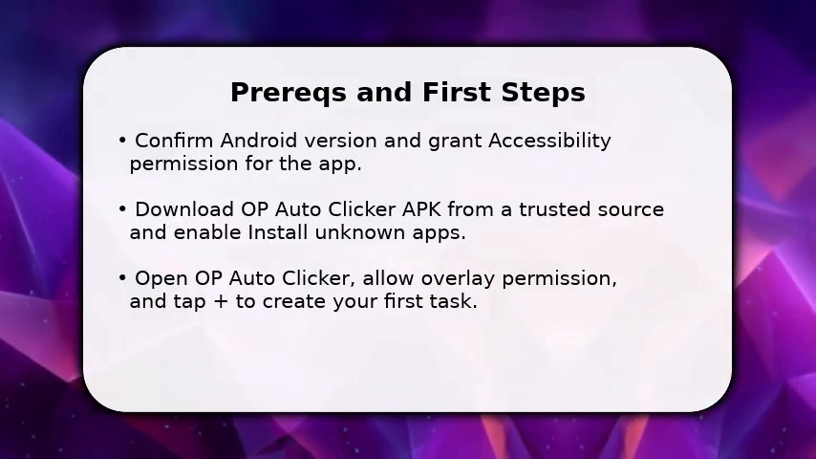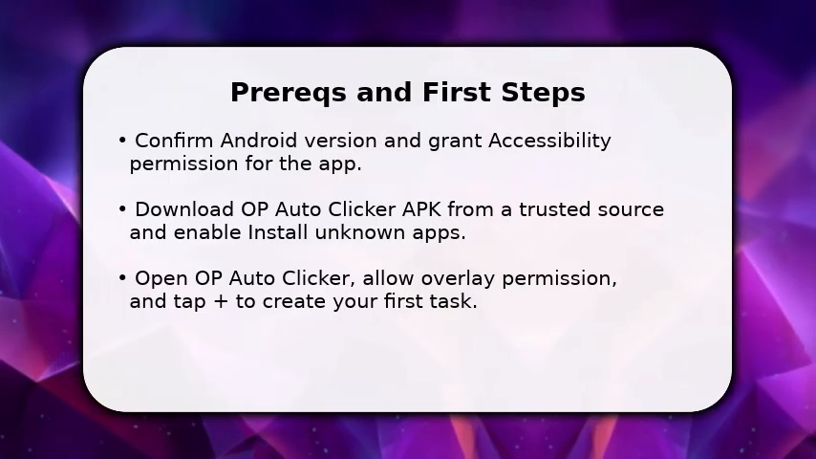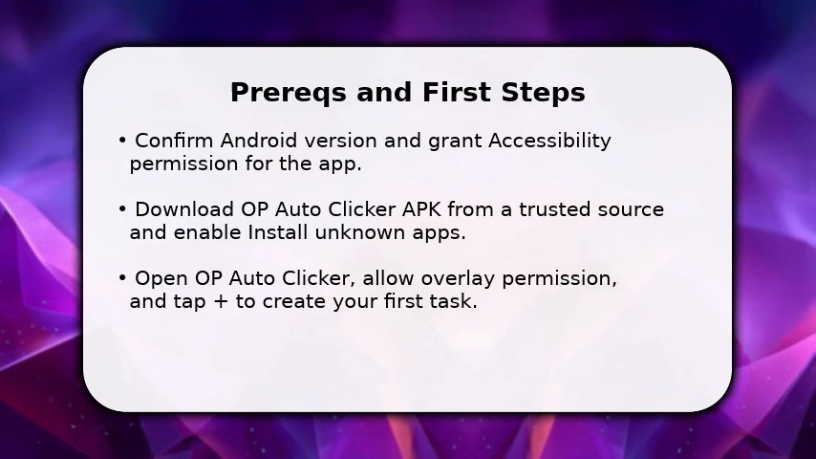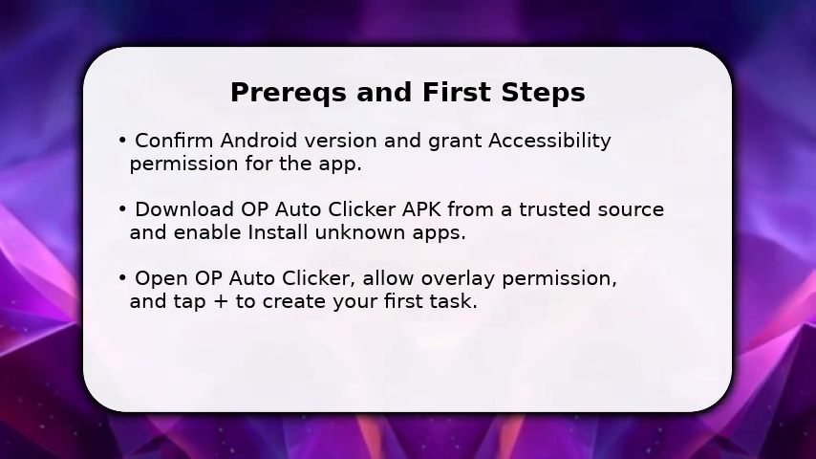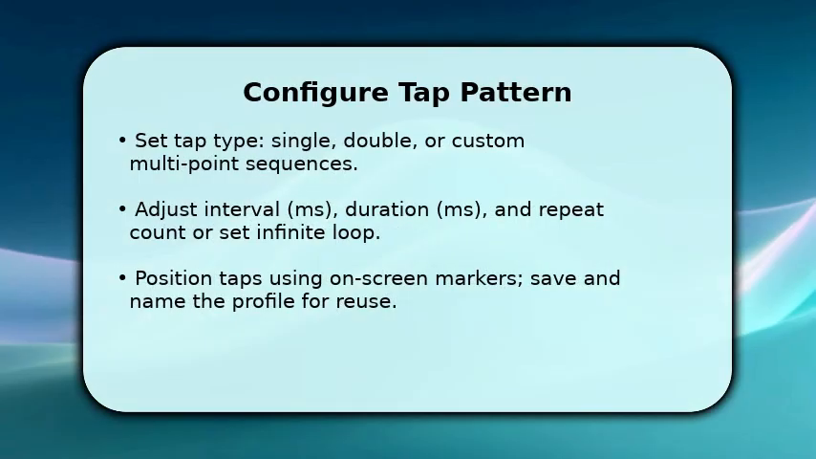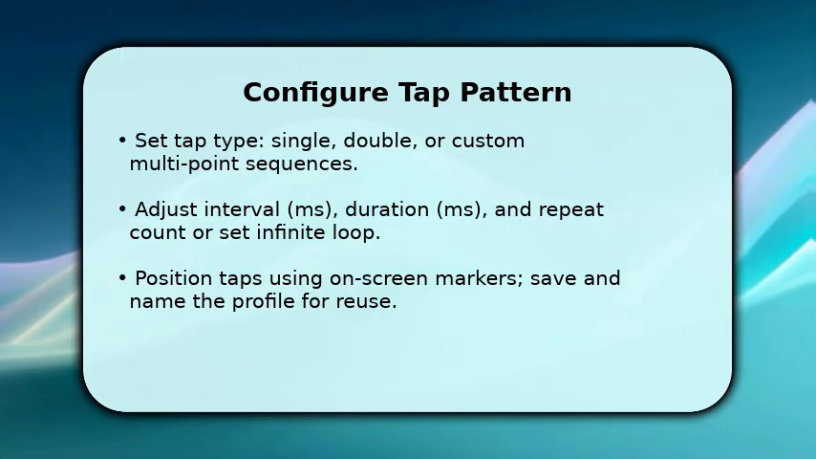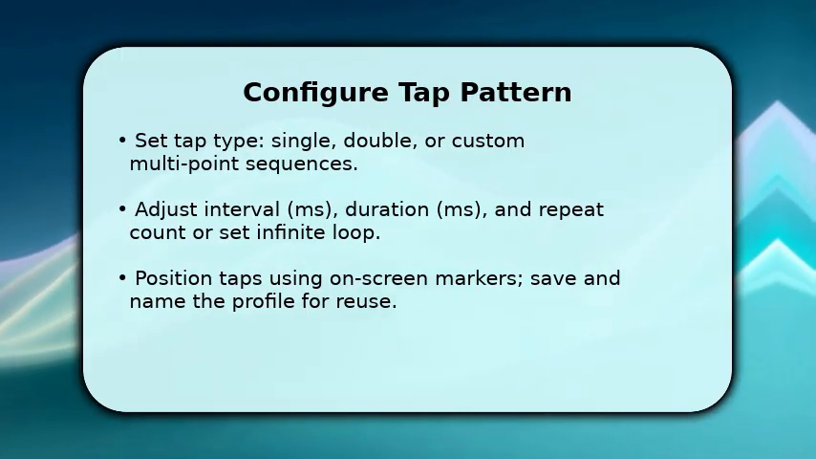Then open OP Auto Clicker and tap the plus icon to create your first task. This immediately begins the practical setup instead of waiting to configure later. You now configure the tap pattern. Choose single, double, or multi-point based on the target app. This controls how each interaction behaves.